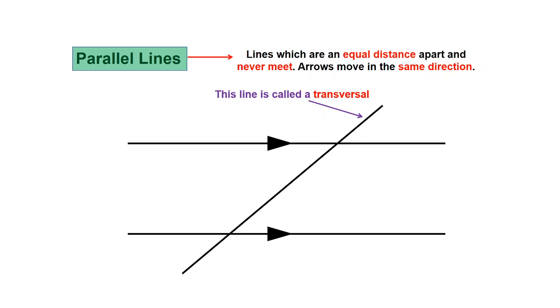So this line that cuts through a set of parallel lines is called a transversal line. Could you just copy that diagram, please, and make sure you've got that keyword down? So a transversal line is a line which cuts through the set of parallel lines.